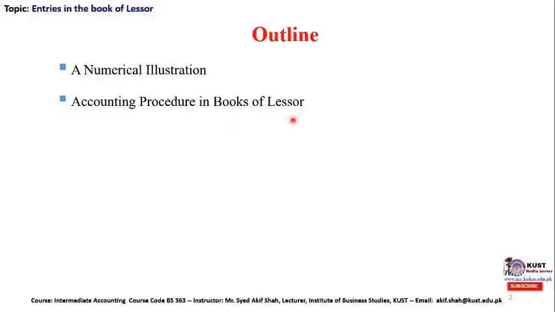So basically, we have two parties in a lease agreement. One is known as lessor, who is landlord, and the other one is lessee, who is the purchaser of the lease agreement or the lease.